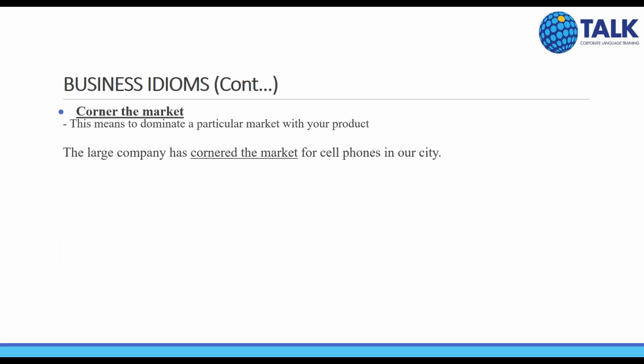Okay, another one. Corner the market means to dominate a particular market with a product. So, for example, when the smartphones came out, certainly Apple was one that cornered the market on smartphones. The large company has cornered the market for cell phones in our city. So if you corner the market, that means that you have the majority of the market share.